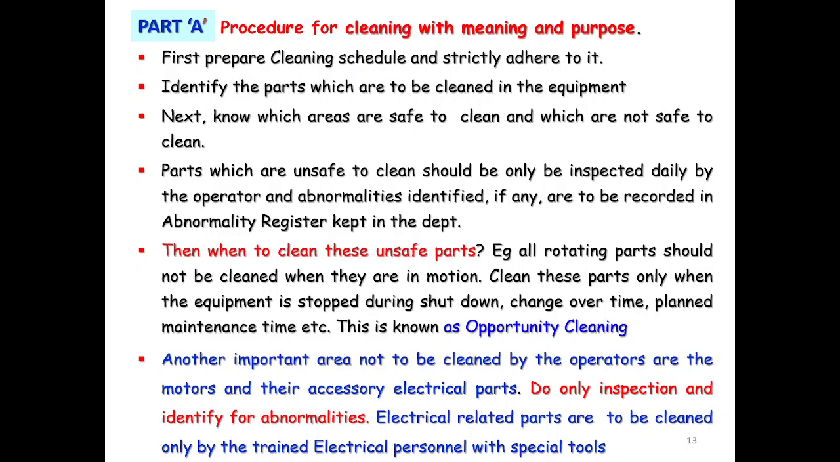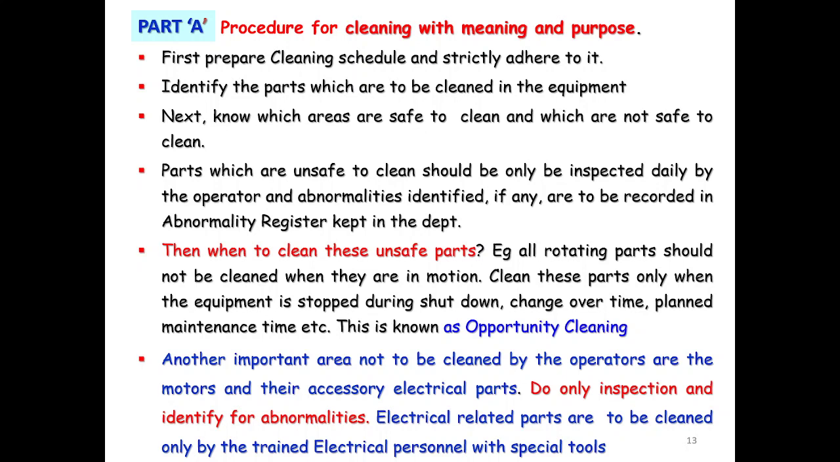Parts which are unsafe to clean should only be inspected daily by the operator, and abnormalities identified, if any, are to be recorded in the abnormality register kept in the department for follow-up and rectification. Then, when to clean these unsafe parts? For example, all rotating parts should not be cleaned when they are in motion. Clean these parts only when the equipment is stopped during shutdown, changeover time, planned maintenance time, etc. This short period of shutdown is to be effectively used for cleaning. This is known as opportunity cleaning. Another important area to be cleaned by the operators are the motors.